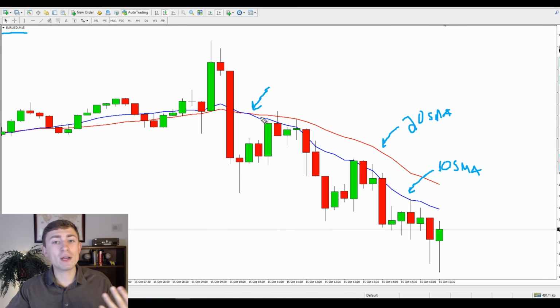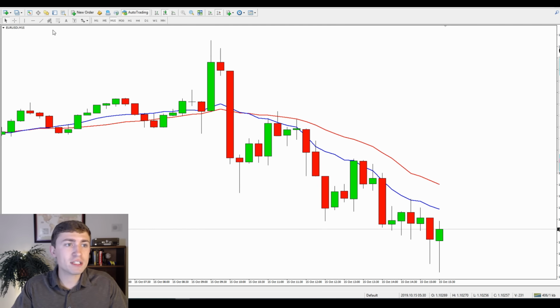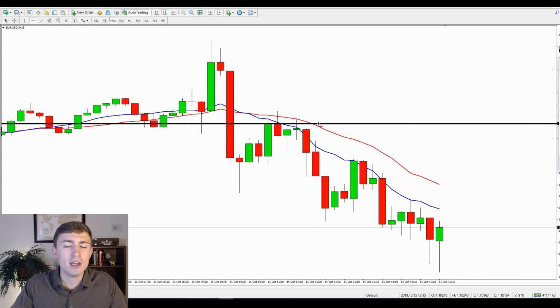But how are we going to do that? The next concept is we're going to be looking for pullbacks. And what we're specifically going to be doing, let me clear this up a little bit, is we're going to be using structure to our advantage. Now I've got just on MetaTrader a simple horizontal line, whether you're using TradingView, NinjaTrader, MetaTrader, whatever you look at, you can use a single line for this concept.